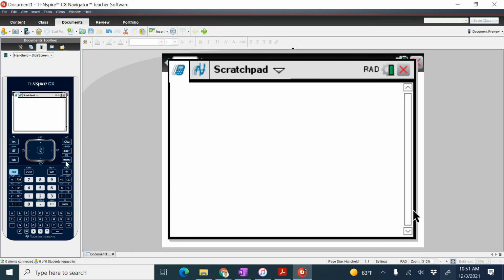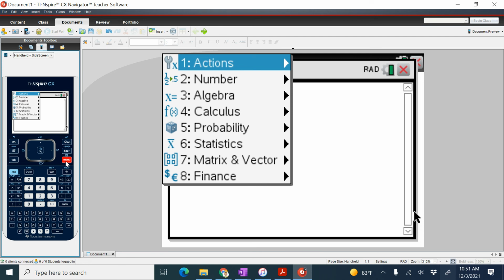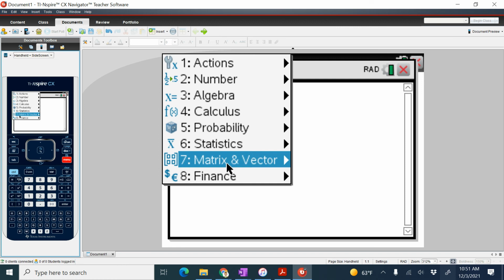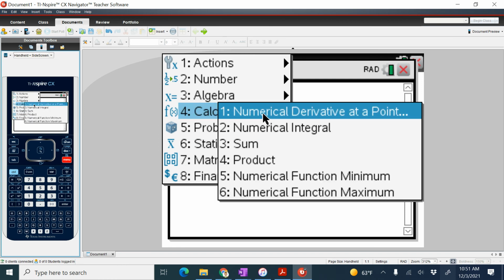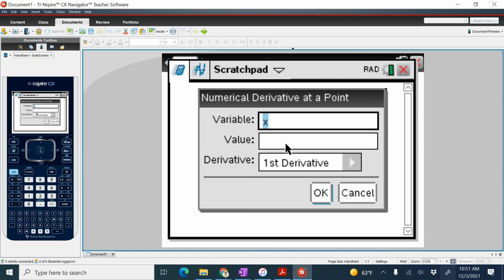So we're going to hit the menu button. Where do you think I go from there? What class are we in? Calculus. Okay, and then I just pick on that first one there, numerical derivative at a point. That's really the only thing I use out of the calculus menu, because I can do the other one another way once we get to the third thing we have to learn this year.